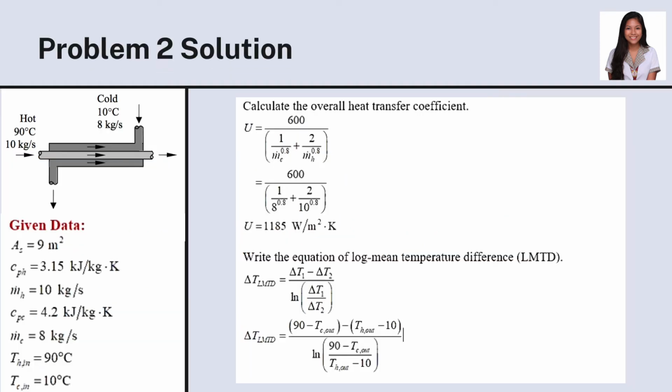Okay, given properties, we have specific heats of hot and cold fluids, which are 3.15 and 4.2 kilojoules per kilogram per degree Kelvin, respectively. Now, to actually solve this, we are also given the overall heat transfer coefficient equation. Manipulating the equation using the specific heats of the hot and cold fluids given in the problem, we can get an overall heat transfer coefficient of 1185 watts per meter squared per degree Kelvin.